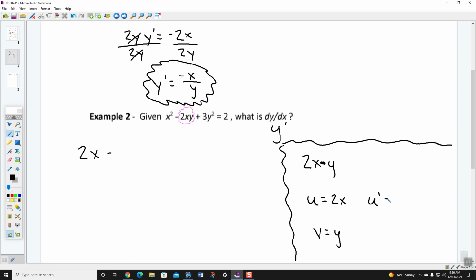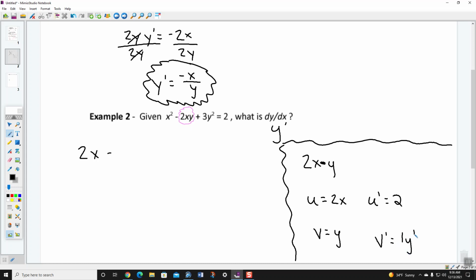So how about u prime? 2. How about v prime? This is the part where I get concerned. It's 1, but it was a derivative with respect to what? So we should call it 1 y prime here. Does that make sense to everybody? So I'm going to write 1 y prime here.